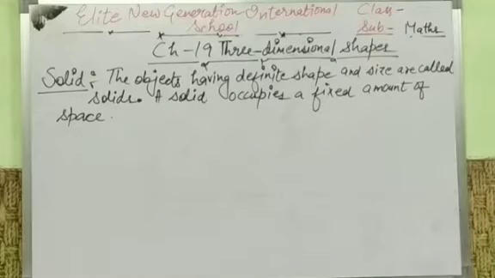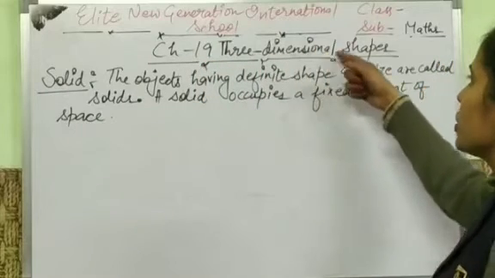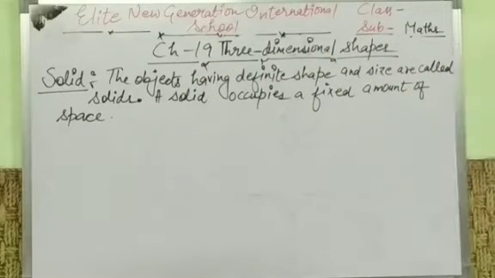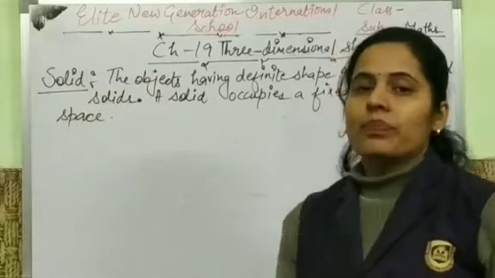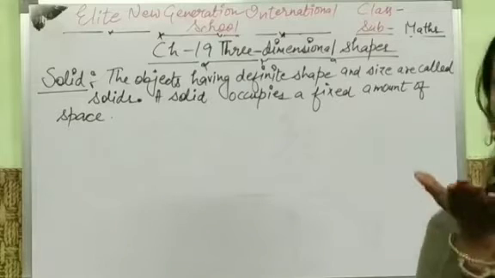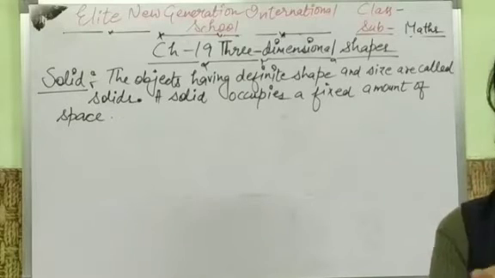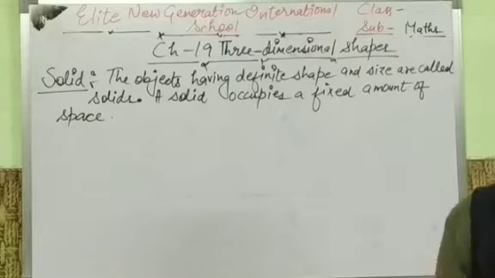Now in this video, let's start new chapter 19, three-dimensional shapes. You have already learnt about this chapter in 6th standard as well. So first, you know very well what is solid. The objects having definite shape and size are called solids, and also a solid occupies a fixed amount of space. For example, cuboid, cube, cone, cylinder, sphere.